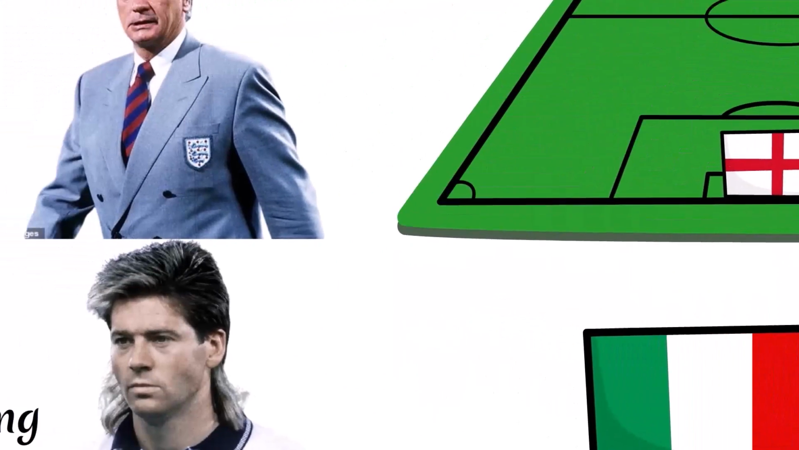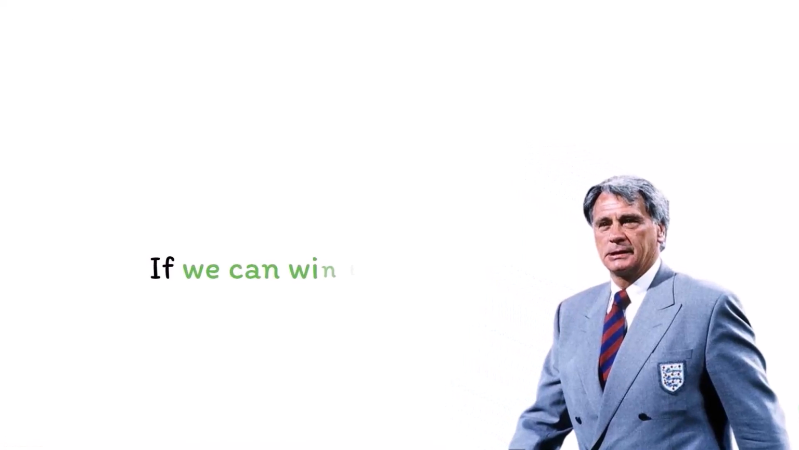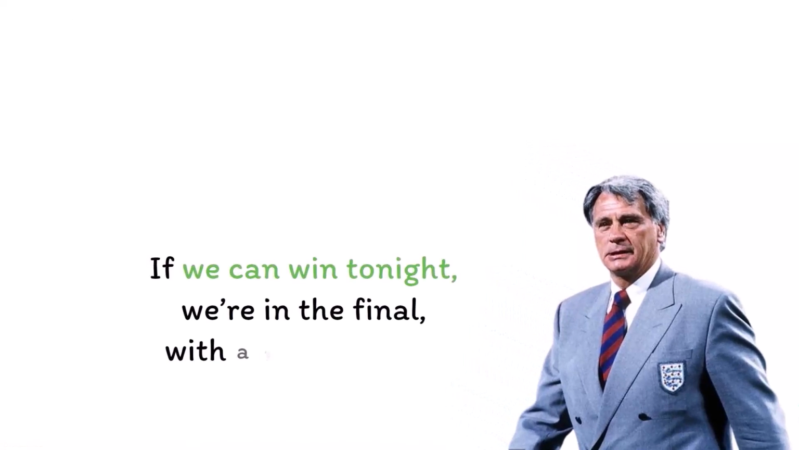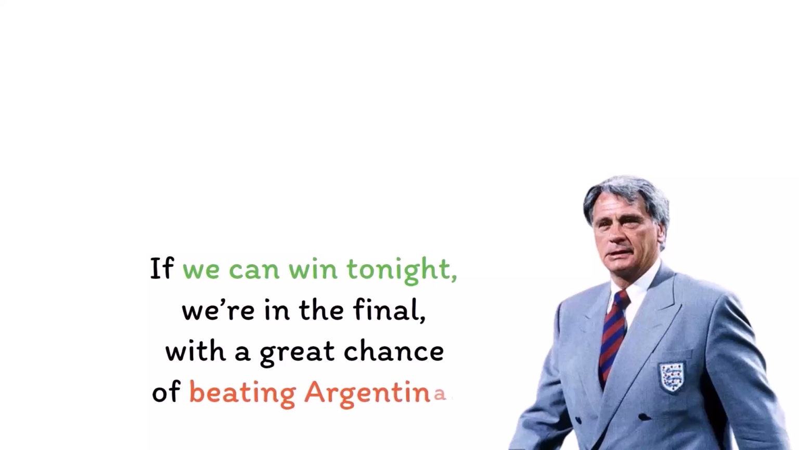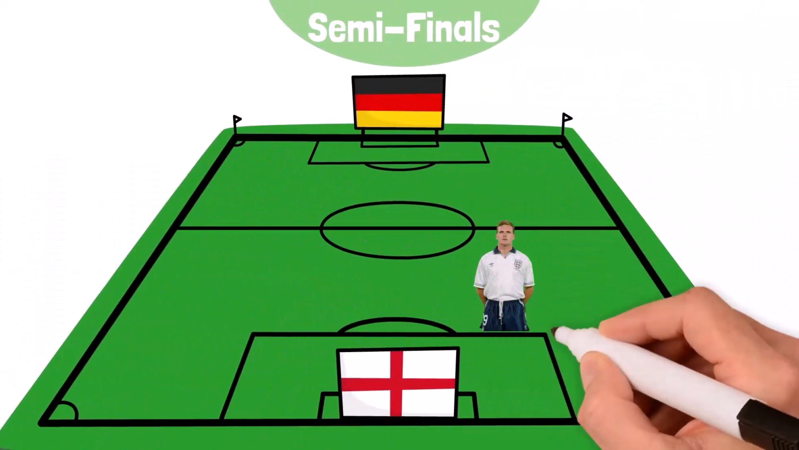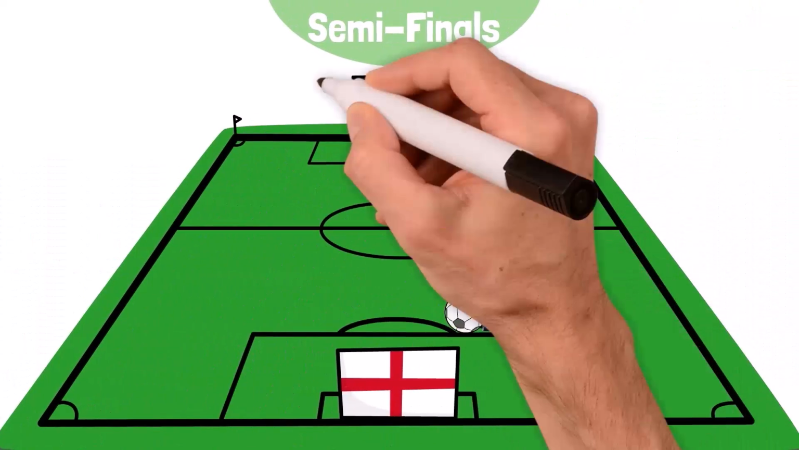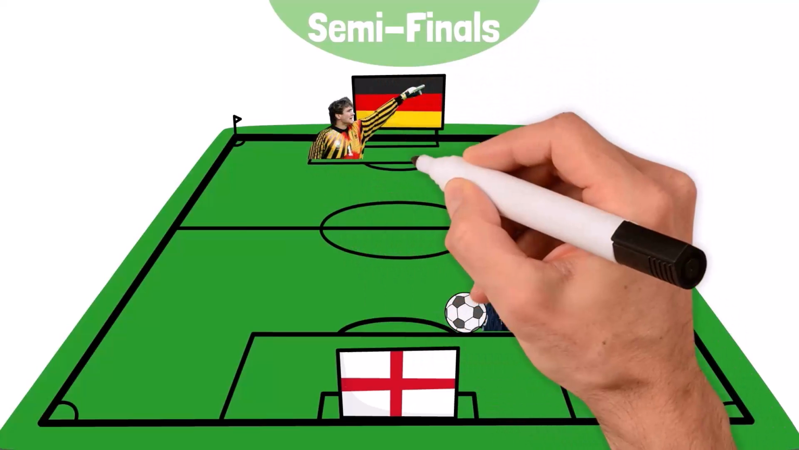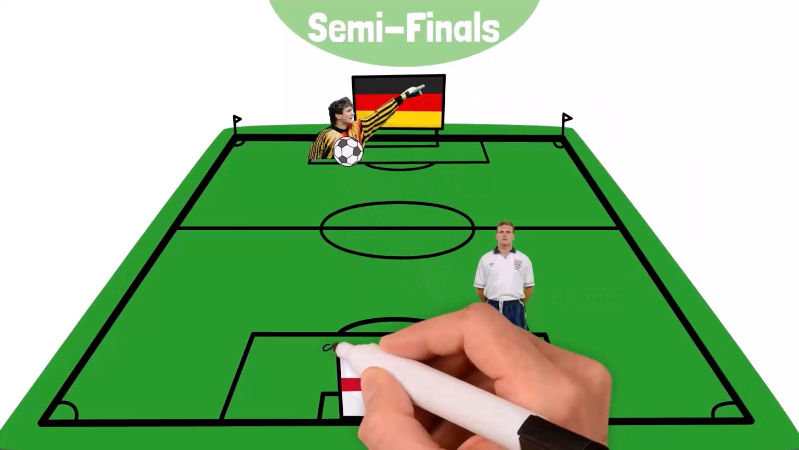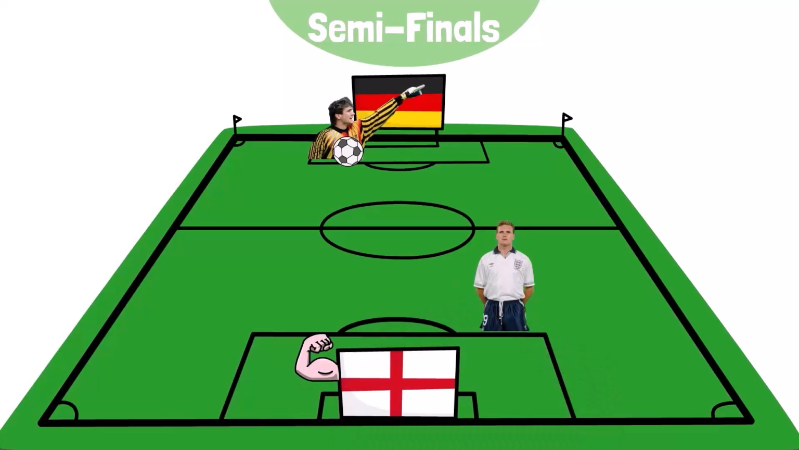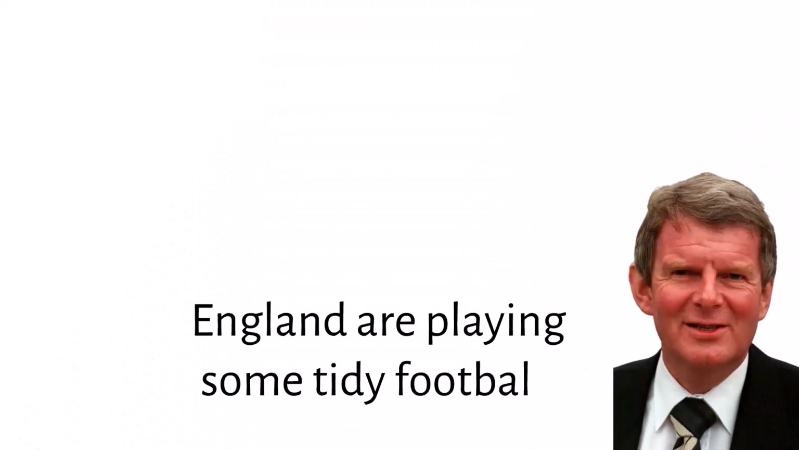Before the game, Bobby Robson said, "If we can win tonight, we're in the final, with a great chance of beating Argentina." England got off to a flyer, as Gascoigne produced a fantastic strike just 2 minutes in that was wonderfully saved by Bodo Illgner. England dominated the opening 10 minutes. Commentator John Motson exclaimed, "England are playing some tidy football."